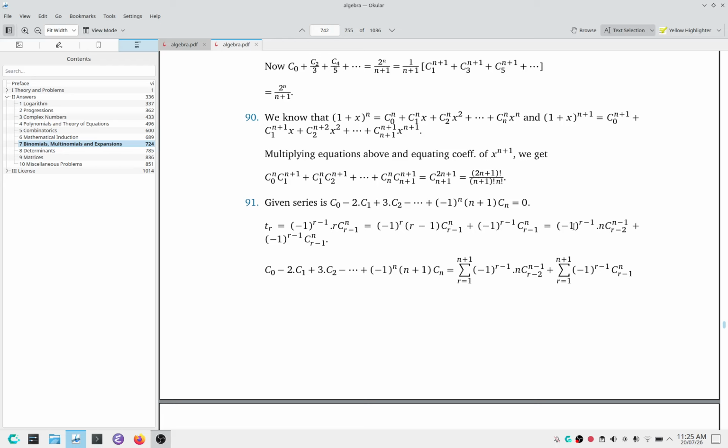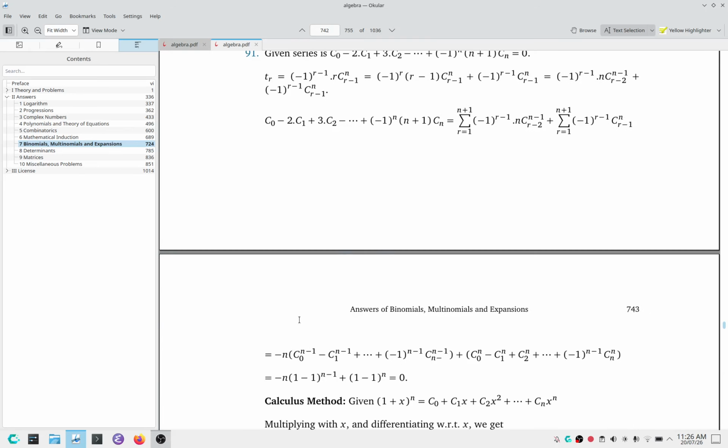That is minus 1 to the power r minus 1 n times n minus 1 Cr minus 2 plus minus 1 to the power r minus 1 nCr minus 1. So this entire series becomes the sum of these two terms, where r varies from 1 to n plus 1. Once we have that, the first series becomes minus n times n minus 1 C0 minus n minus 1 C1 and up to minus 1 to the power n minus 1 C n minus 1.